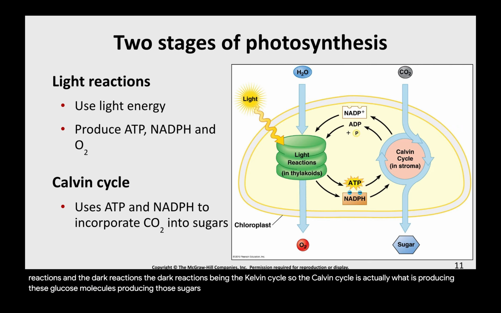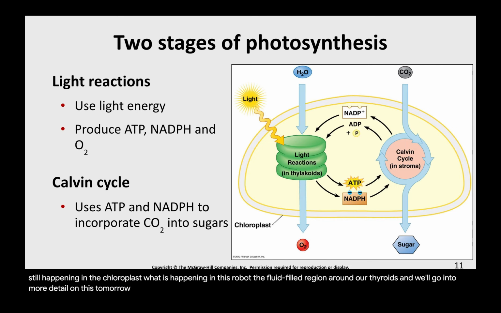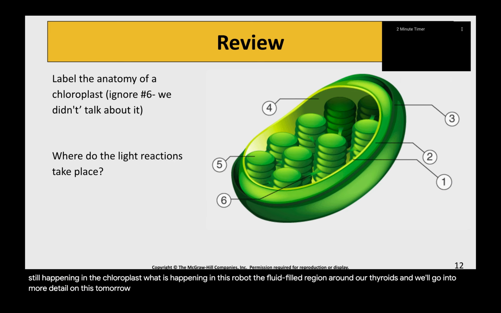The light reactions are taking place in the thylakoids, using those pigments embedded within all those thylakoid membranes. The Calvin cycle, still happening in the chloroplast, is happening in the stroma, the fluid-filled region around our thylakoids. And we'll go into more detail on this tomorrow. But let's do a review slide.